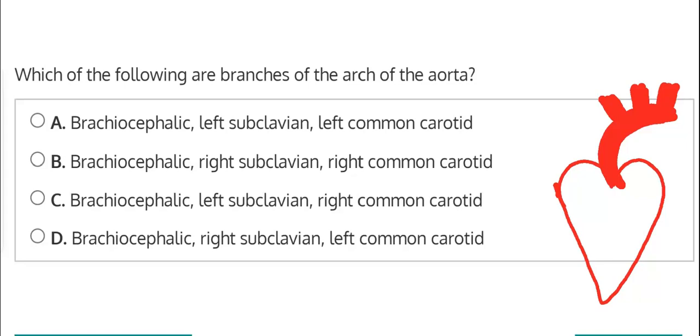The question: following are branches of the arch of the aorta. So when we think of the arch of the aorta, we have this part here on the heart, right? When you have these three branches that come off, those are off of the aorta, and the aorta is the part of the heart that sends blood throughout the rest of the body.